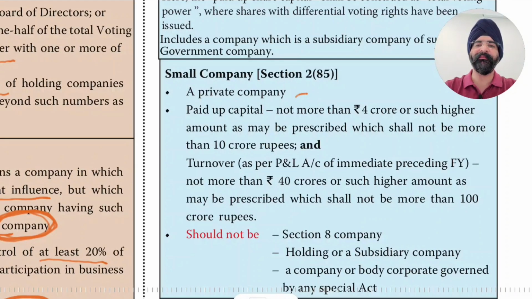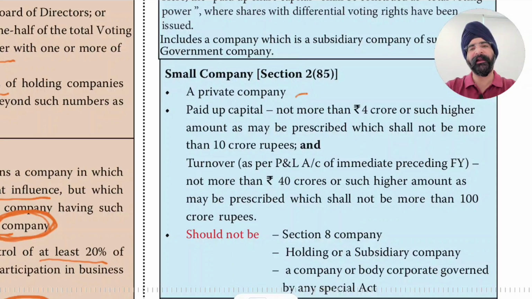So here small company means it should be a private company. It should have a paid up capital not more than 4 crore or such higher amount as may be prescribed, which shall not be more than 10 crore rupees. So small company, private company, and paid up capital not more than 4 crores or such higher amount as may be prescribed.